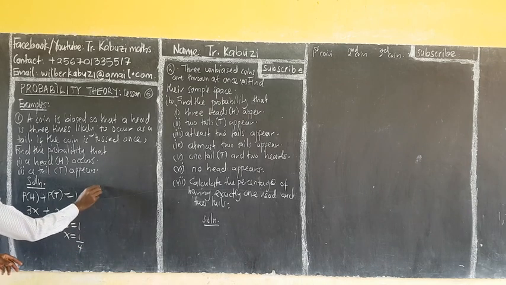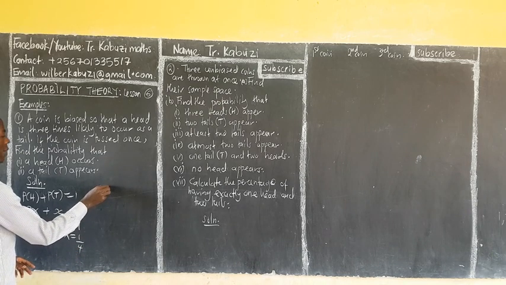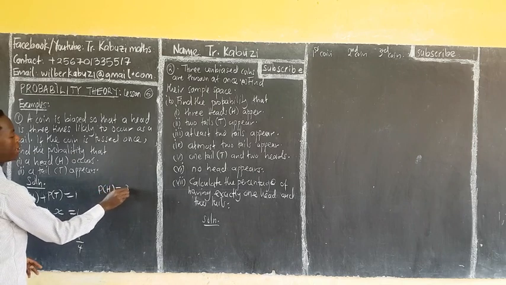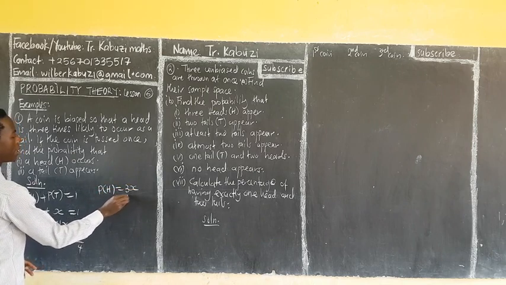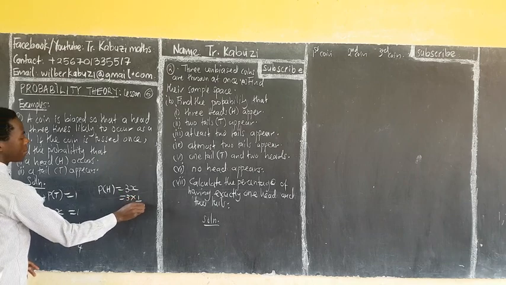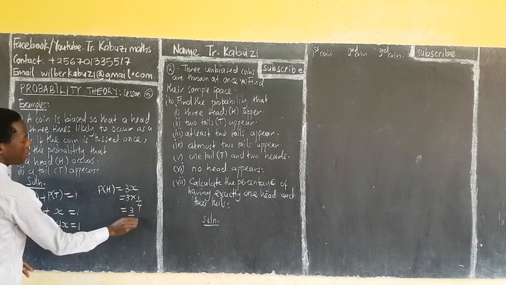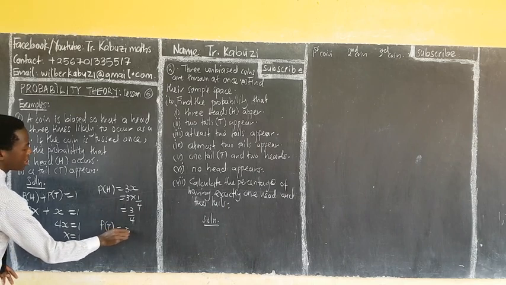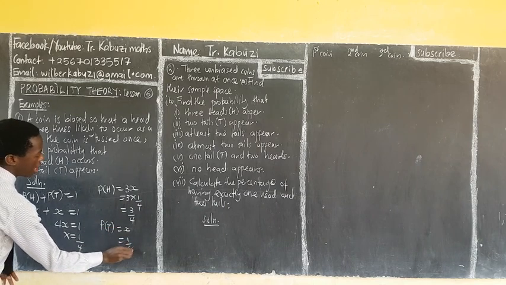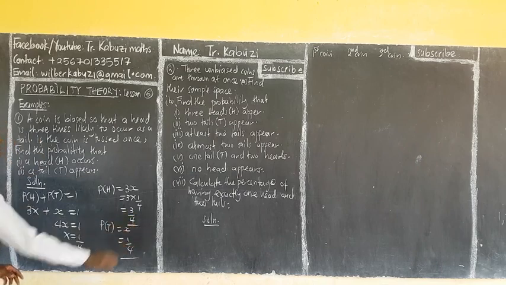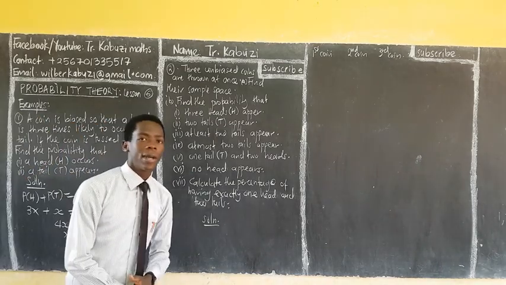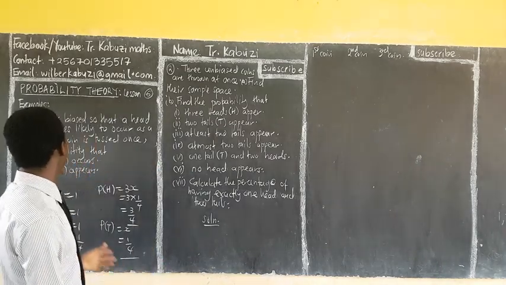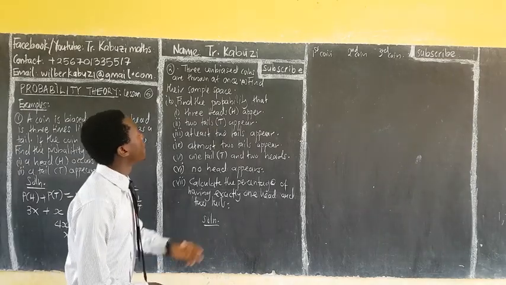Now from here, our probability of the head is going to be 3x, which will be 3 times a quarter, 3 over 4. Then the probability of a tail, we say it is x, which is going to be a quarter. Okay, that's how we handle that question. Those are the probabilities of the two.